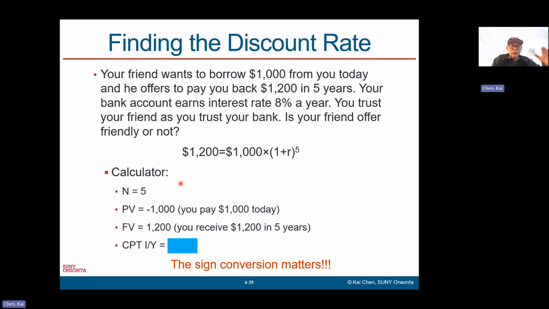However, when you're doing your homework, when you're doing your test, especially in the future, when you're working in the real world, I think most often you would use a financial calculator to get the answer. Okay.